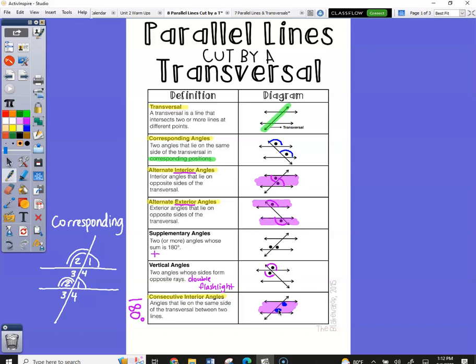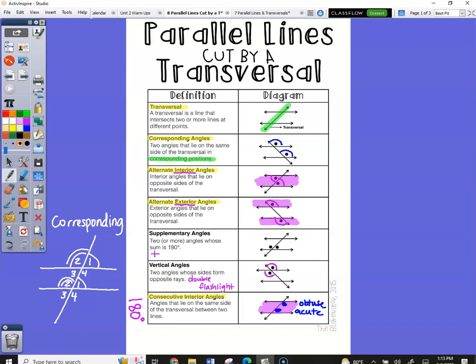They cannot be equal because this one is obtuse and this one is acute. So do not confuse consecutive interior angles for being equal. It's not possible. One of them's obtuse and one of them's acute. So it should be obvious they can't be equal, so it's got to be that other thing Ms. Holcombe talked about, which means they add up to equal what? 180. 180. Okay?